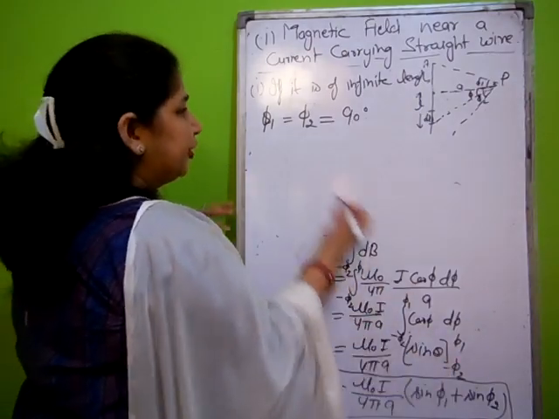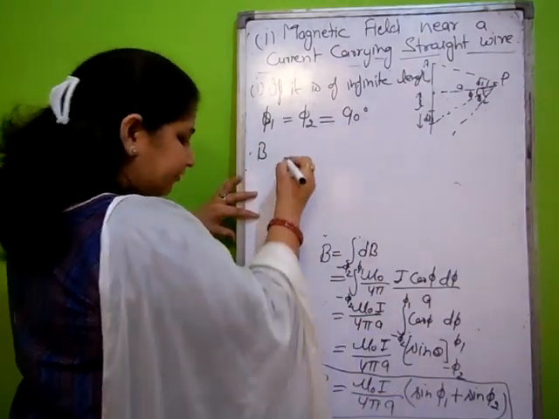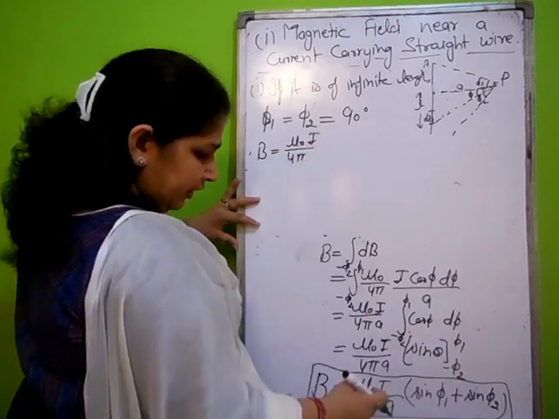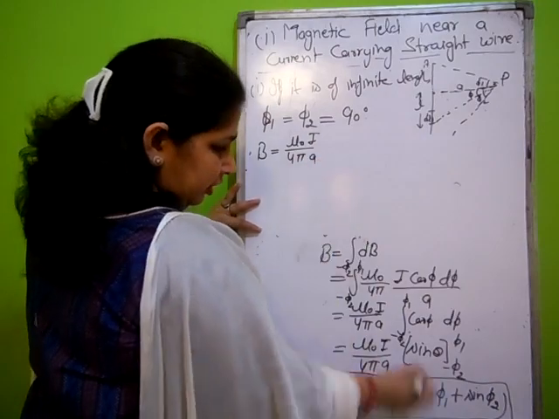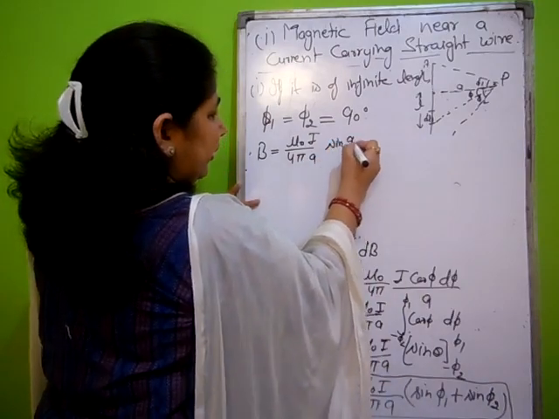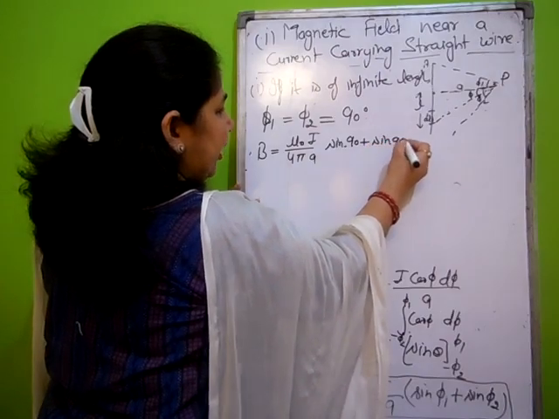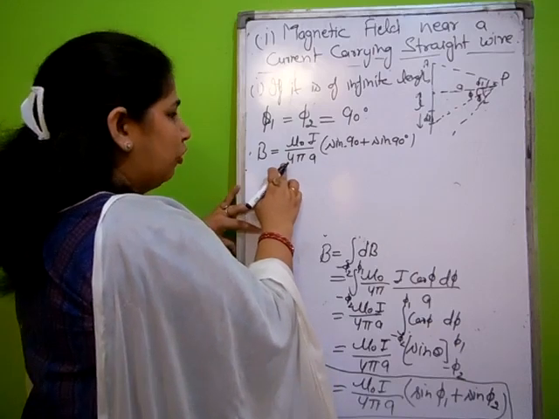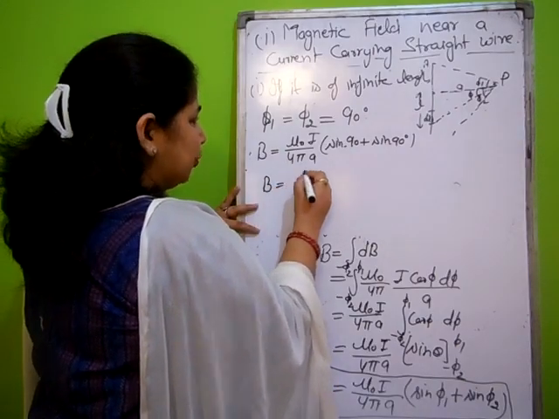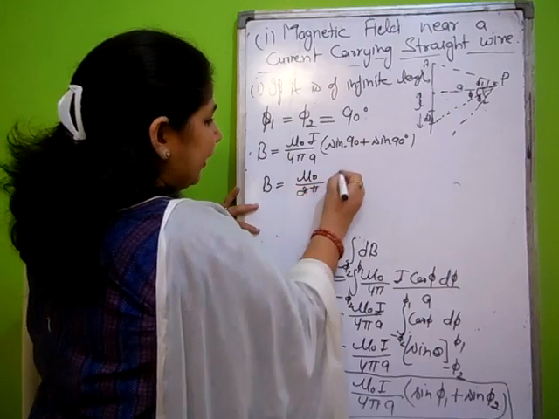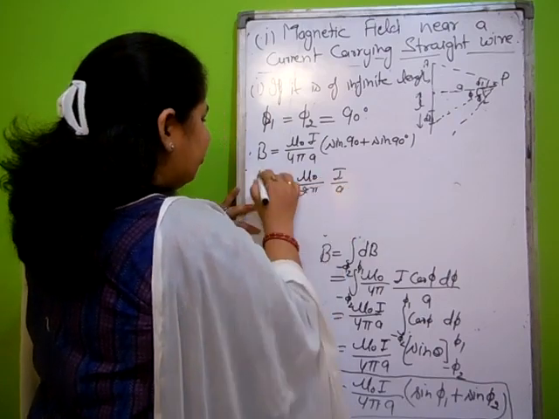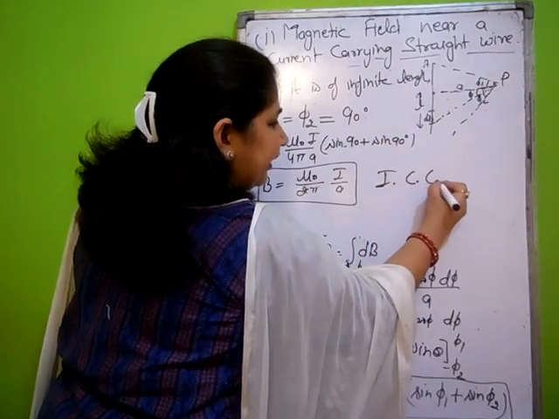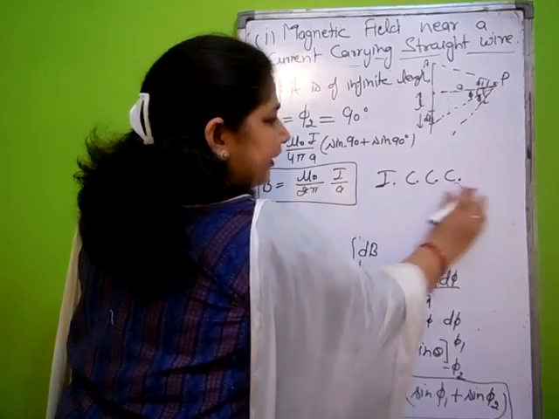Put the value of phi 1, phi 2 in this formula. For 90, we have B is equal to mu naught upon 4 pi I, and here we have A, sine 90 plus sine 90. What do we have? Sine 90 is equal to 1. Then it will become 2, and 2 cancels out to 4 by 2 times. Then we have B is equal to mu naught upon 2 pi, I upon A. This is the formula for the magnetic field for an infinite current carrying wire. Infinite current carrying conductor, straight conductor.